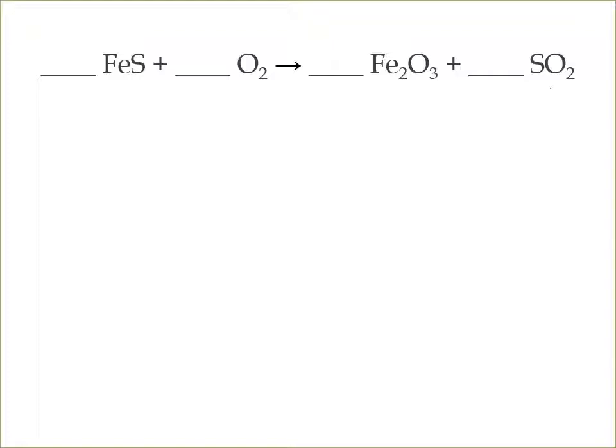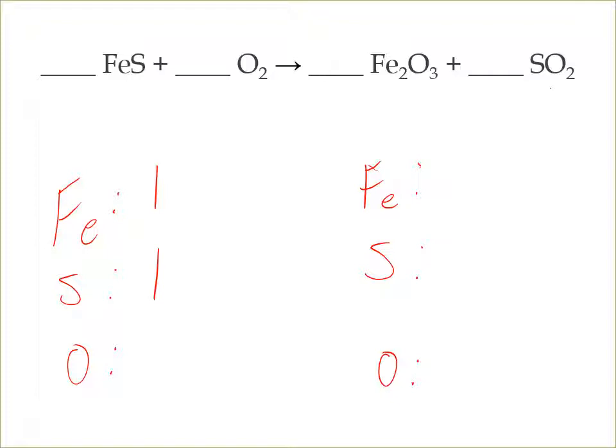I'm going to start out the same way, and I'm going to count my Fe's, my S's, and my O's on the left. I'm going to count my Fe's, my S's, and my O's on the right. So on the left, I've got 1 iron, 1 sulfur, 2 oxygens. On the right, I have 2 irons, 1 sulfur. But now we look at oxygen here and oxygen here. So we have to count everything all together. There's 3 oxygens in this molecule and another 2 oxygens in this molecule. So it's 5 oxygens overall.